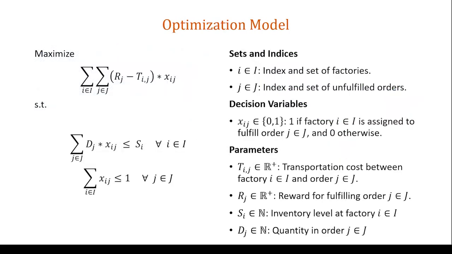For this example, let's look at the optimization model that is going to be used when making this decision of assigning orders to factories. The objective function is to maximize the difference between the reward for fulfilling an order and the transportation cost for a factory to fulfill a specific order. So the binary decision variable xij is 1 if factory i is assigned to fulfill order j and 0 otherwise.